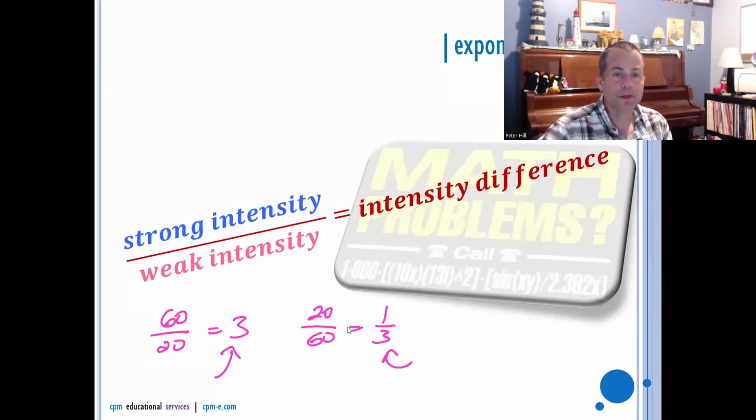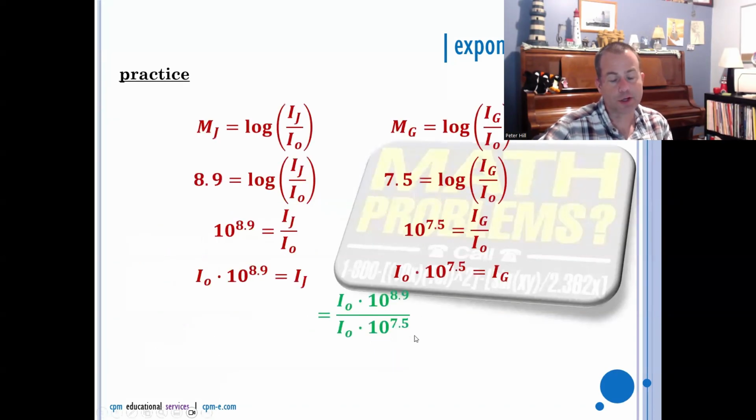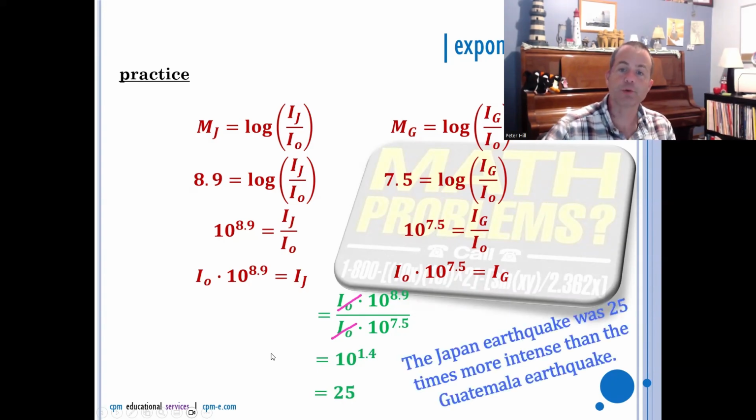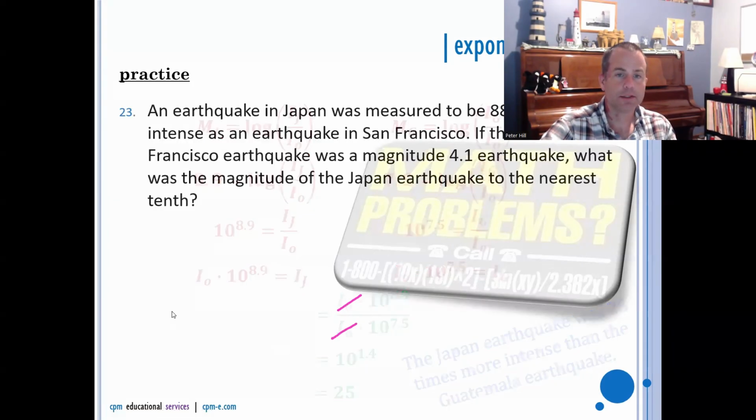So back to our problem at hand. I took the stronger divided by the weaker. Here I can see my I0s go away, and I'm left with 10 to the 8.9 minus 7.5. When dividing powers of the same base, I just subtract the exponents. That'll give me 10 to the 1.4, which is 25. So the Japan earthquake was 25 times more intense than the Guatemalan earthquake. See, that's not tricky.